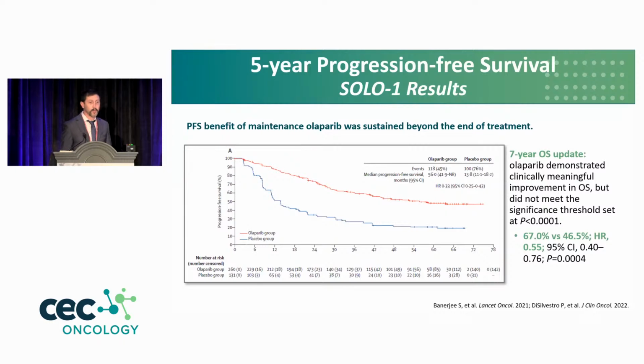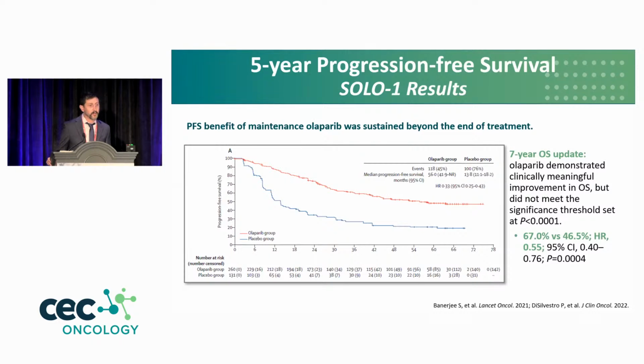So moving on in terms of ovarian cancer. This is looking at the SOLO-1 trial and now has 7-year follow-up data, showing that olaparib demonstrated clinically meaningful improvement in overall survival. However, it did not technically meet the significance threshold, the p-value listed below.